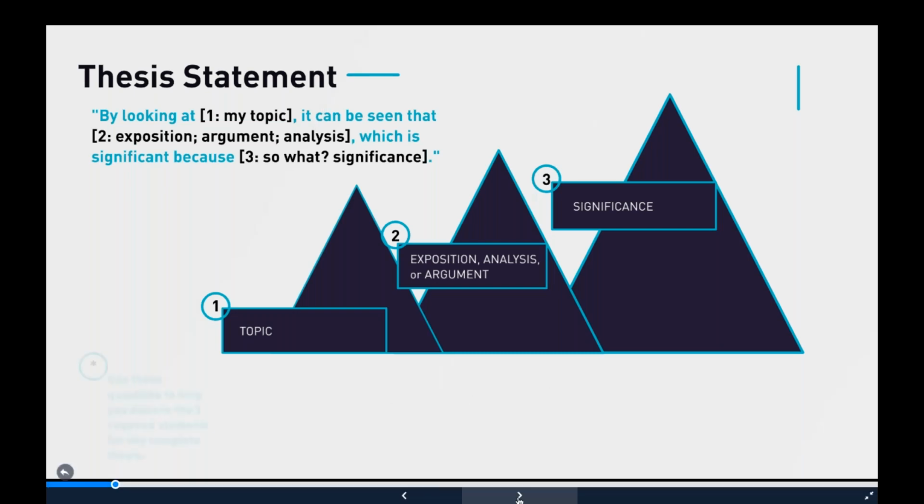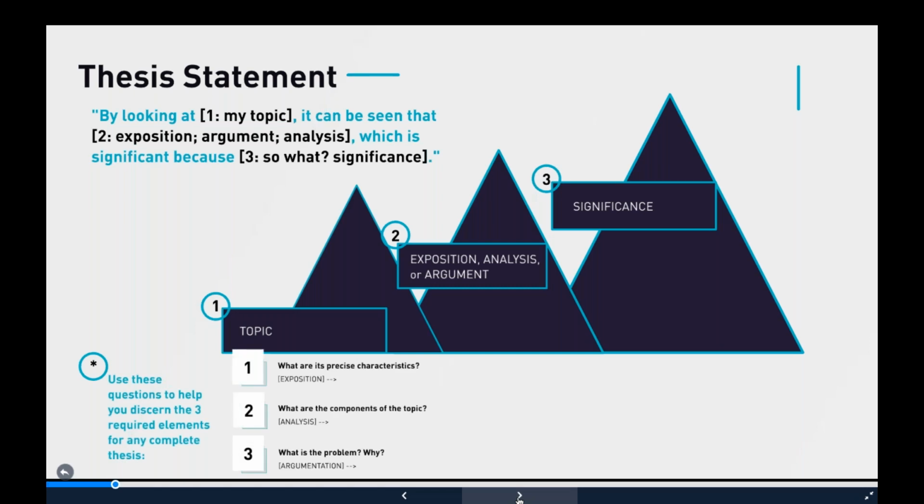What that looks like here is answering these questions based on your writing style. So if you use this template, you can use these different questions in order to ascertain what you need to put in the pieces, right? So for question 1, my topic, if I'm doing expository writing, I can ask myself, what are the characteristics of my topic? If I'm doing analytical writing, I can ask myself, what are the components of the topic? And if I'm arguing, I can say, what is the problem I want to handle? Why is it a problem?